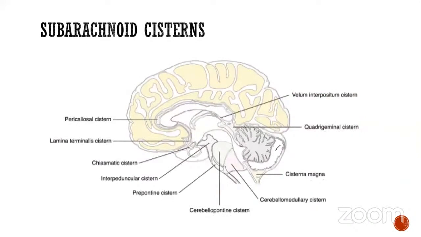Next one is the subarachnoid cisterns. The subarachnoid cisterns are wide areas in the subarachnoid space that can be visualized by CT scan. There are five main cisterns: the suprasellar cistern above the sella turcica, the interpeduncular cistern anterior to the midbrain, the quadrigeminal cistern posterior to the midbrain, the pontine cistern anterior to the pons, and the cisterna magna between the cerebellum and the lower medulla.